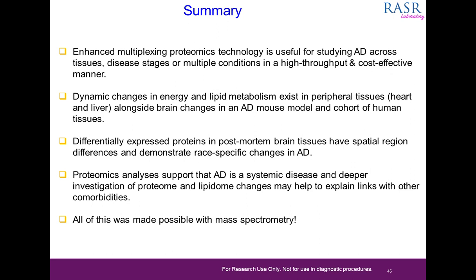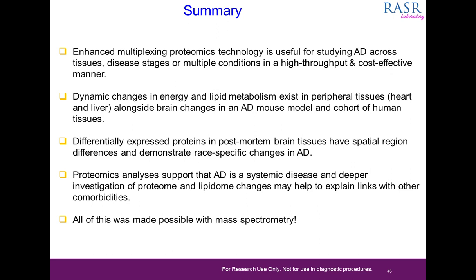I hope, importantly, we've been able to show you how enhanced multiplexing with proteomics is very useful for giving us the ability to study Alzheimer's disease using different tissues in the periphery and in the brain, looking across different disease stages in a way that we believe is very high throughput and cost effective. I also hope that we've shown you just how dynamic the changes are that we see in energy and lipid metabolism pathways as well as others when you start looking at heart and liver alongside the brain. And this was true for both our AD mouse model and the human tissues that we observed.